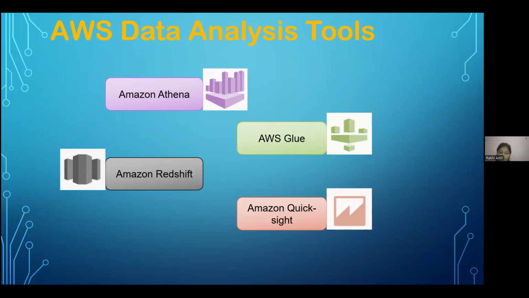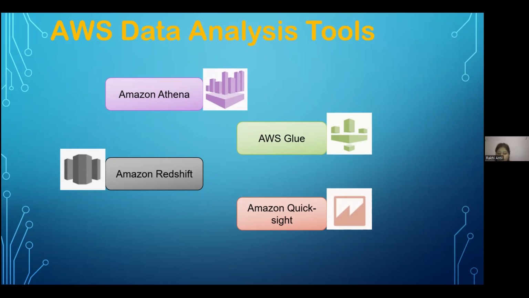Next is Amazon Redshift. Amazon Redshift is a fully managed data warehousing service designed for high performance analytics. It allows you to analyze large data sets with complex queries quickly, and Redshift integrates seamlessly with popular business intelligence tools and supports data warehousing best practices.